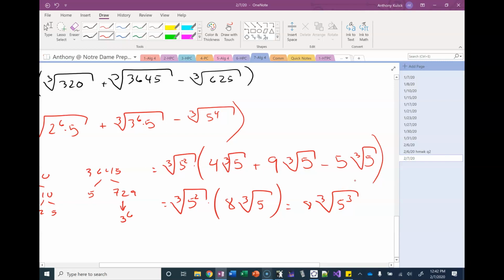And I can cash those 5's in, right? I have 3 5's under a cube root. I can trade all of them in to get 1 5 on the outside, and nothing left under the radical, so I'm left with just 8 times 5, or 40. Are we happy with that? Good. It's kind of nice when they end up with no radical at the end, right? That feels pretty satisfying.